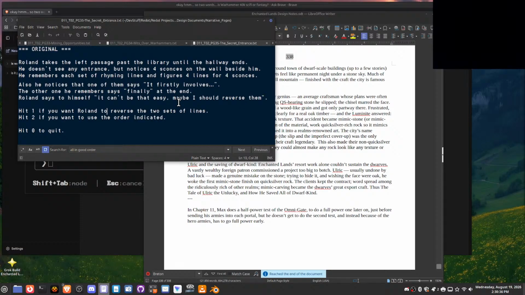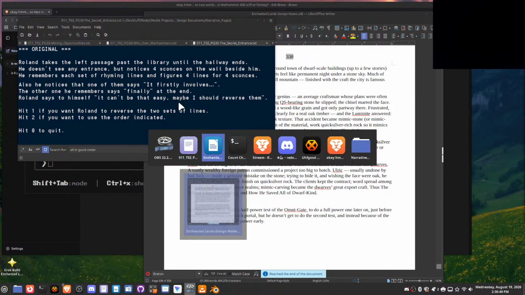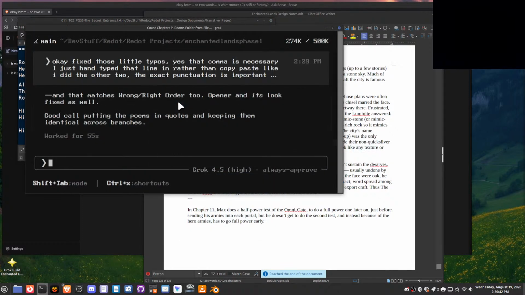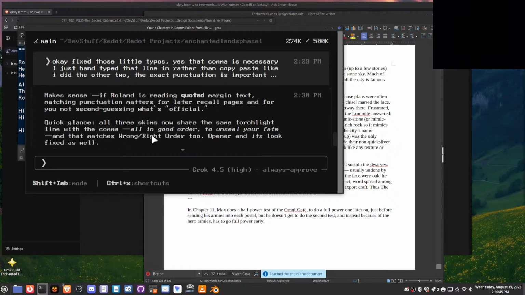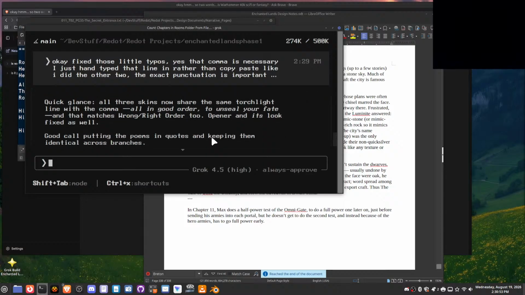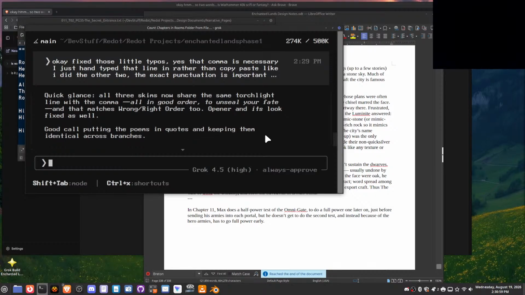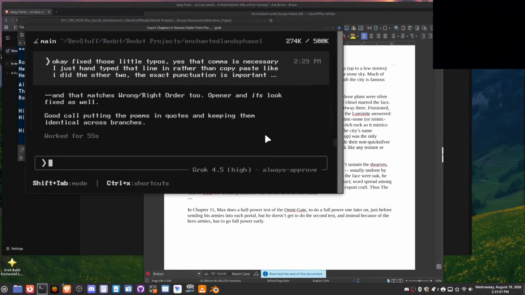Okay, that isn't going to be hard. Not going to take very long. If Roland is reading quoted margin text, matching punctuation matters for later recall pages. Quick glance, all three skims now share the same torch line with the comma, all in good order to unseal your fate. Good call putting the poems in quotes and keeping them identical across branches.